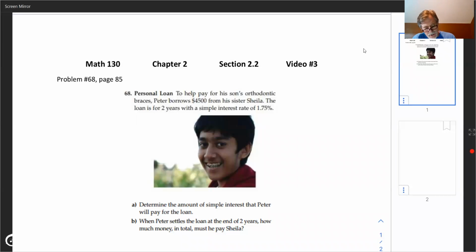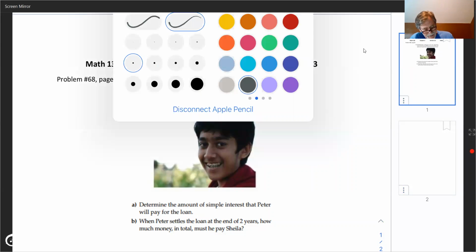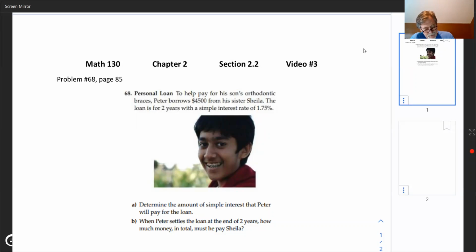So as you go through these problems, I found that when I was going through math, something about these numbers smacks of importance. You know what I'm saying? So we'll remember them. So it goes, part A, which is on the next page, determine the amount of simple interest that Peter will pay for the loan. And part B, when Peter settles the loan at the end of 2 years, how much money in total must he pay Sheila?